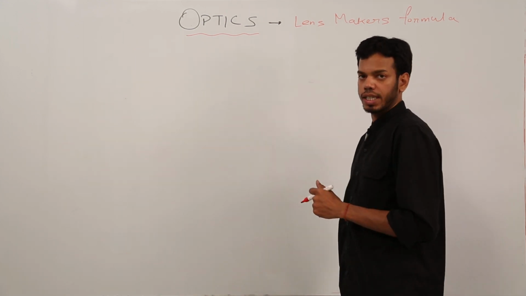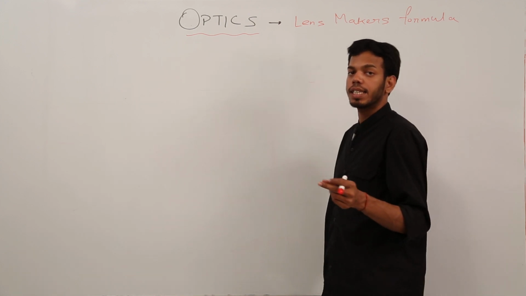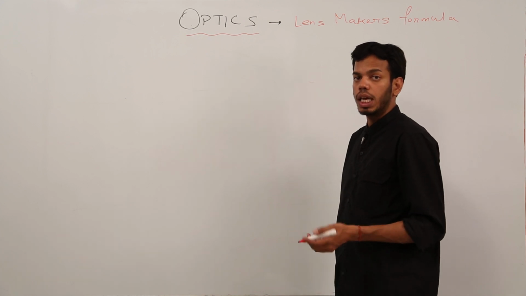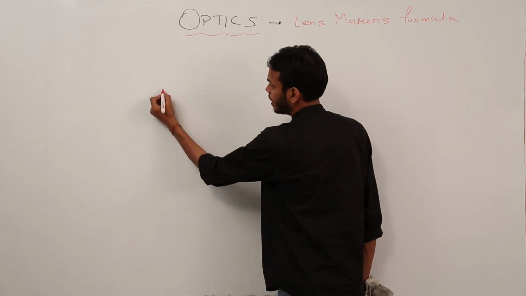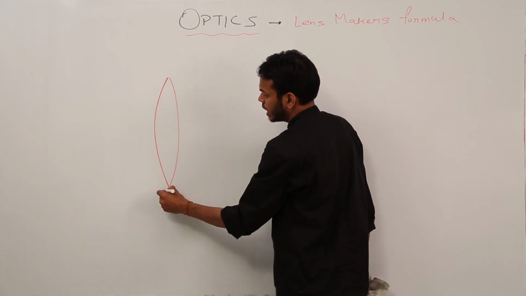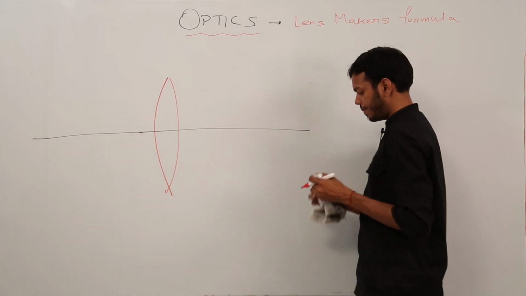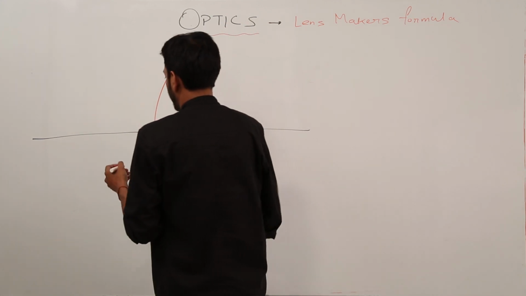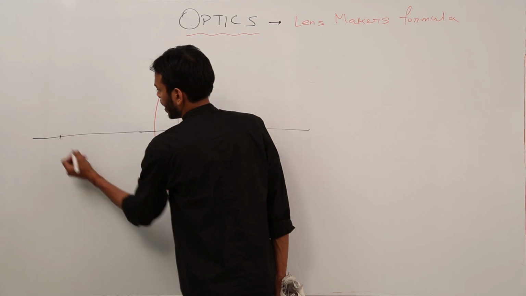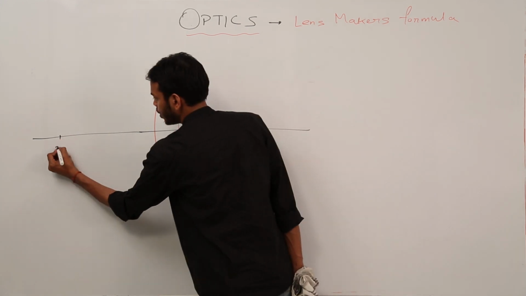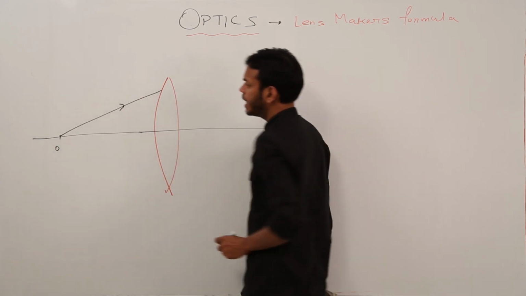What is equiconvex? A convex lens has two radii of curvature. If R1 and R2 are equal, then it is called an equiconvex lens, and otherwise it will be a biconvex lens. Okay, so this is the lens, this is the principal axis. Now let's imagine that our object is here. This is the object, and this is my incident ray.